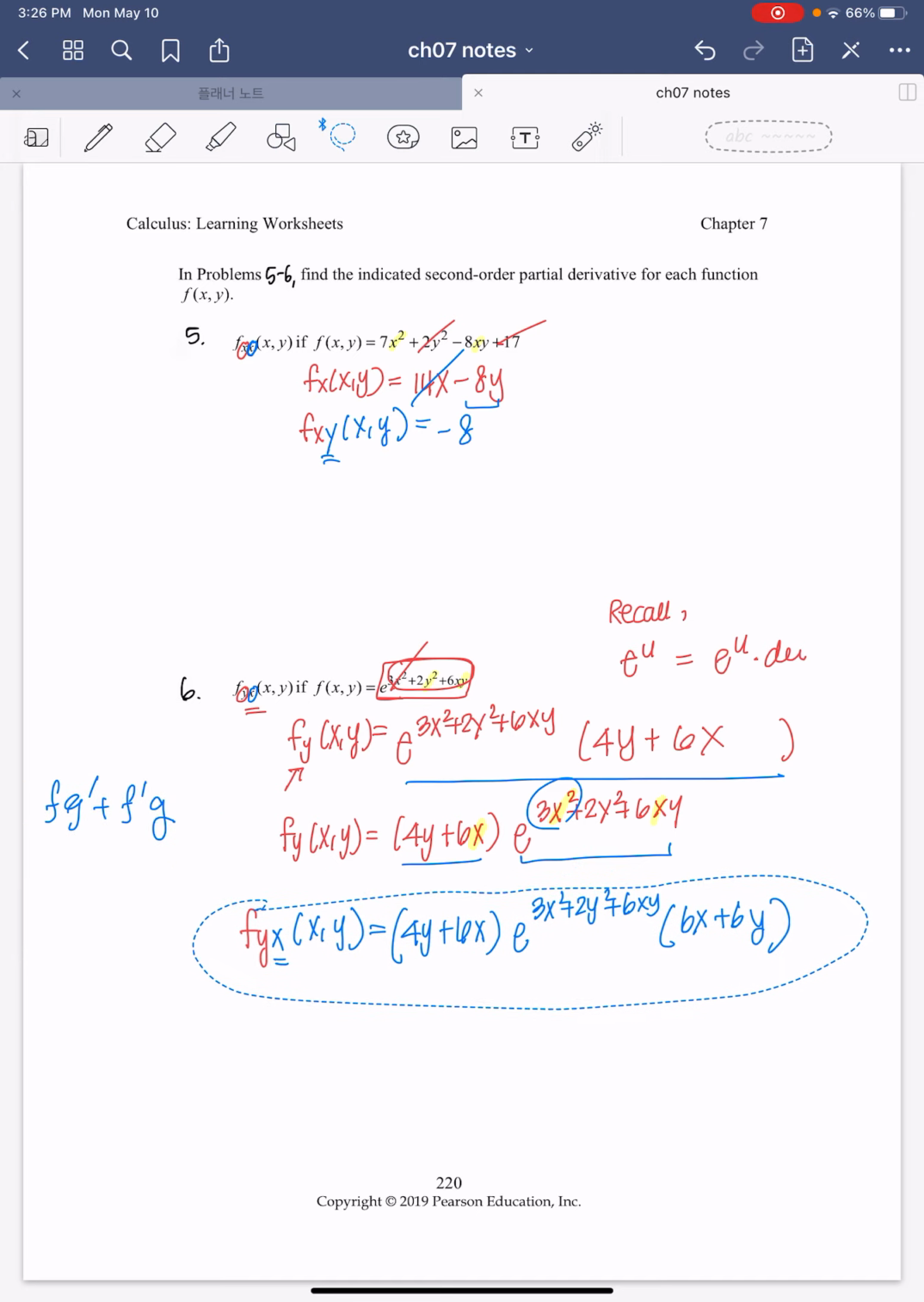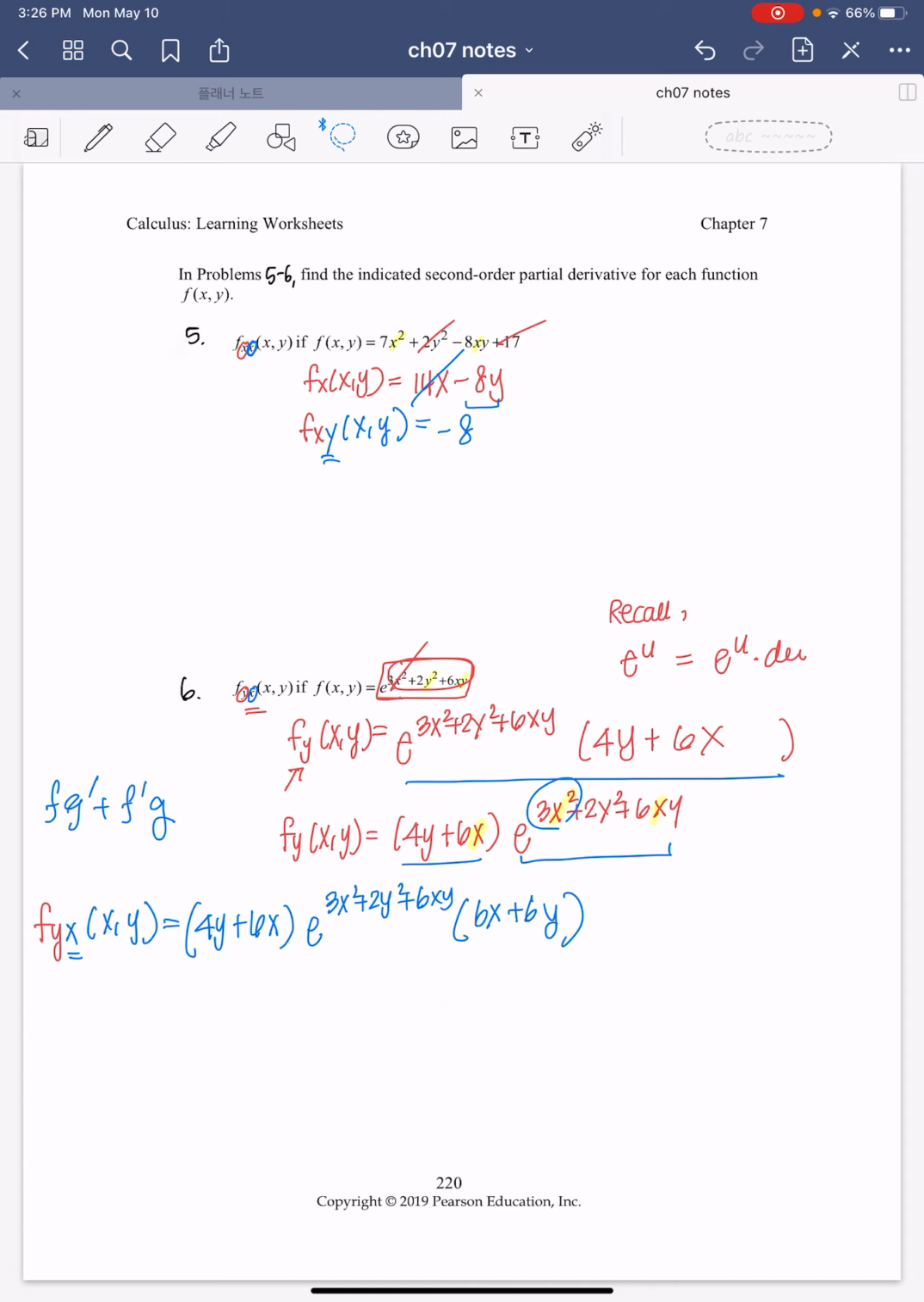We need to add the derivative of this here with respect to x. So this one will be cancelled out because it's a constant. So 6x will be 6. And then the original function, e raised to 3x squared plus 2y squared plus 6xy.